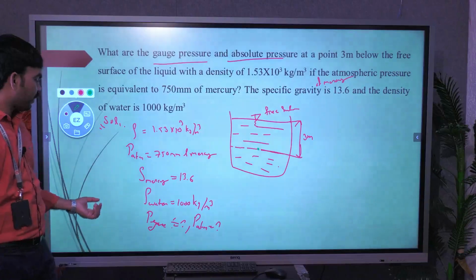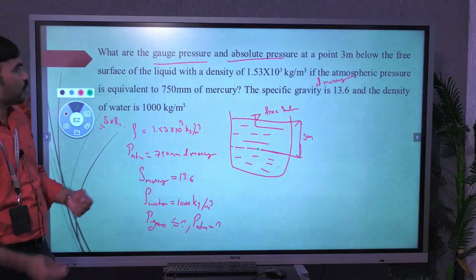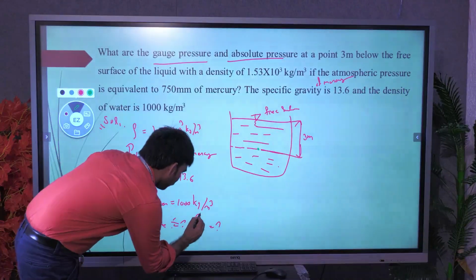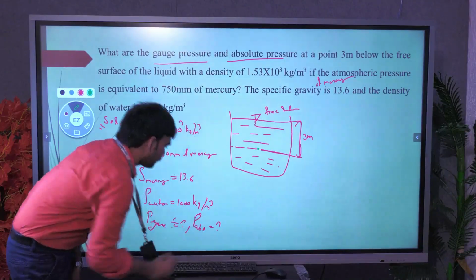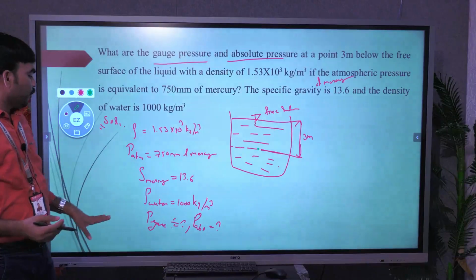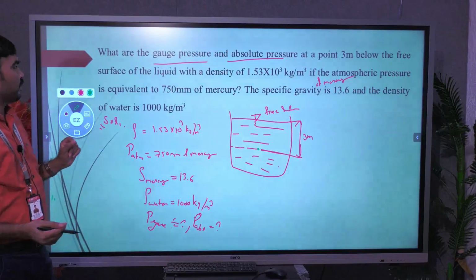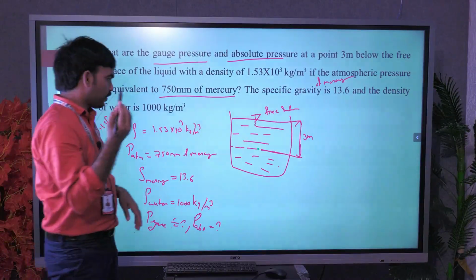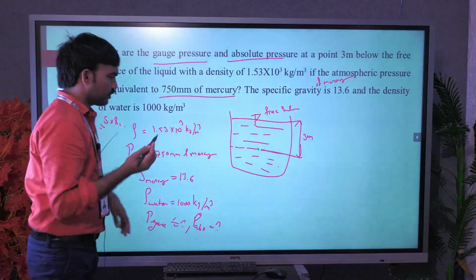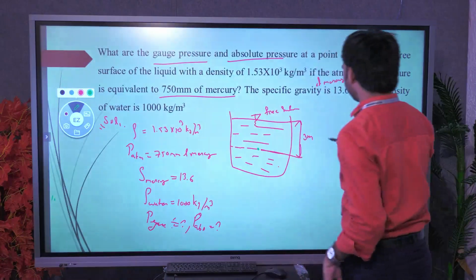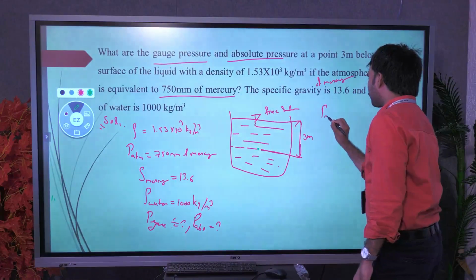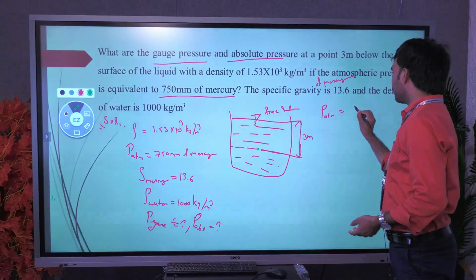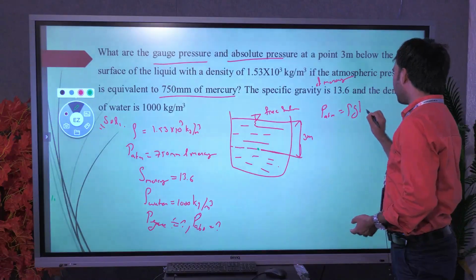First we will try to find out the atmospheric pressure. Okay, sorry, you have to find out absolute pressure. Okay. Now, first we will try to find out the atmospheric pressure. So atmospheric pressure is equal to 750 mm of mercury, right? So P atmosphere will be equal to, what is the formula for pressure? The pressure is rho g h.